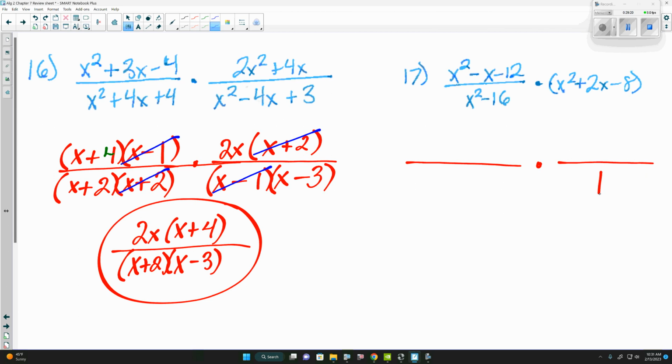17. The denominator of the x squared plus 2x minus 8 is 1. Whenever they don't give us a denominator, it's understood to be 1.